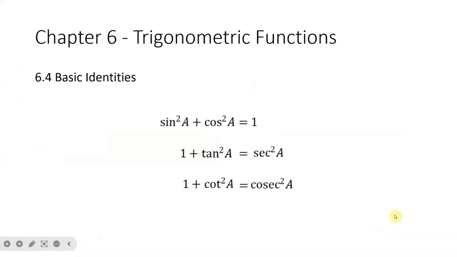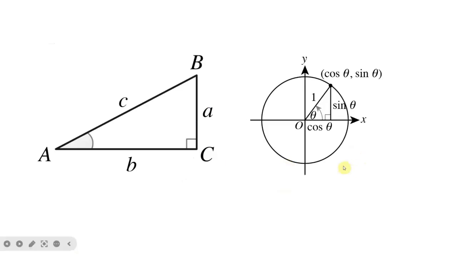Next, we look at Chapter 6, Trigonometric Functions. 6.4 Basic Identities. We have 3 identities here where we need to derive all of them. We can derive the basic identities by either using the right angle triangle on the left here, or by using the unit circle, which is on the right. I will show you both.